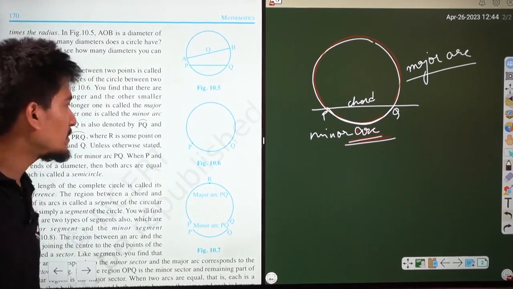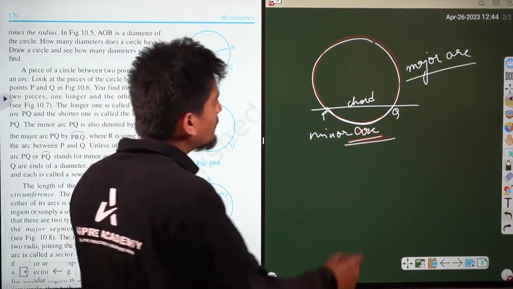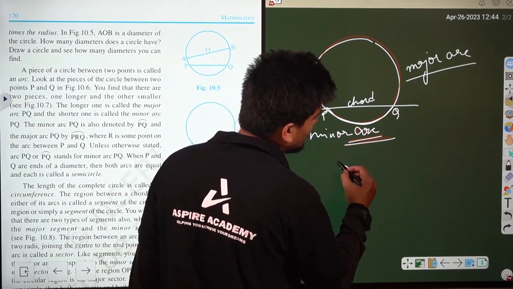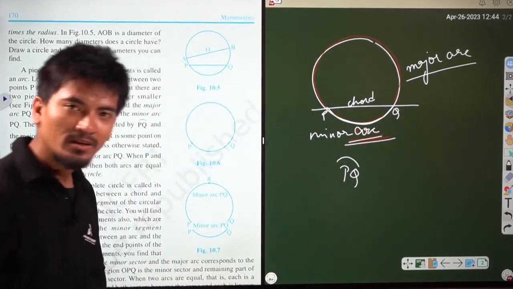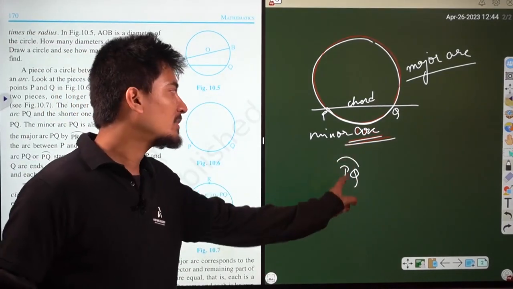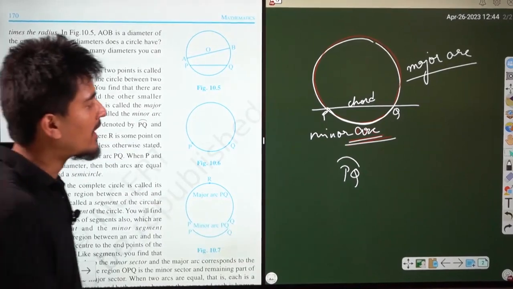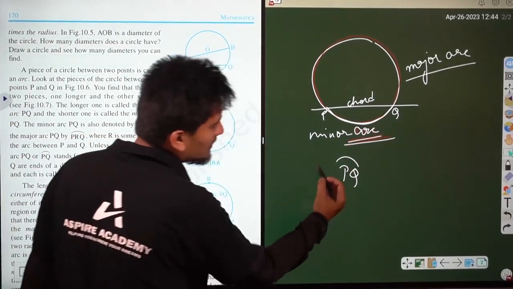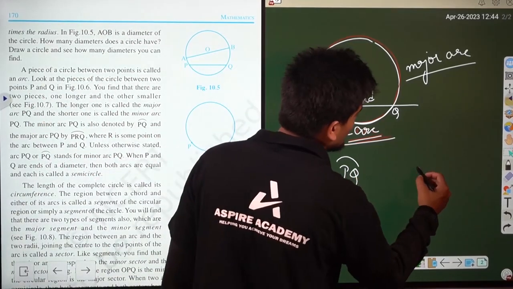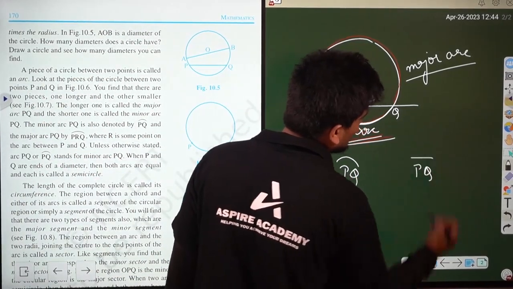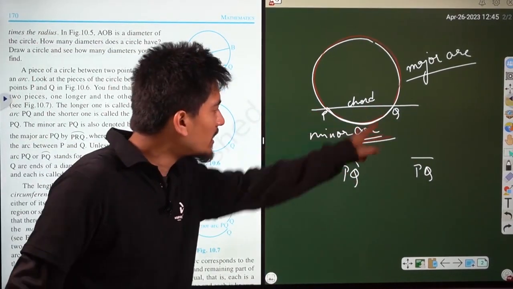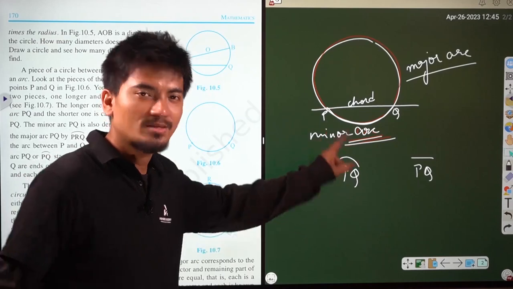Okay, understood? So, we denote this minor arc PQ like this. We always denote the arc like this: we will write the points and draw this arc. A line segment we always draw like this. PQ is a line segment, we will draw it like this. But if PQ is an arc, then we will put this symbol.